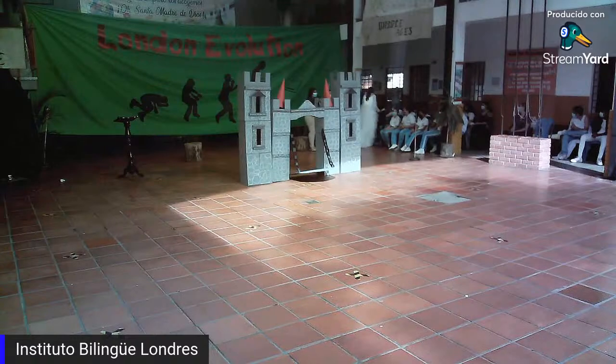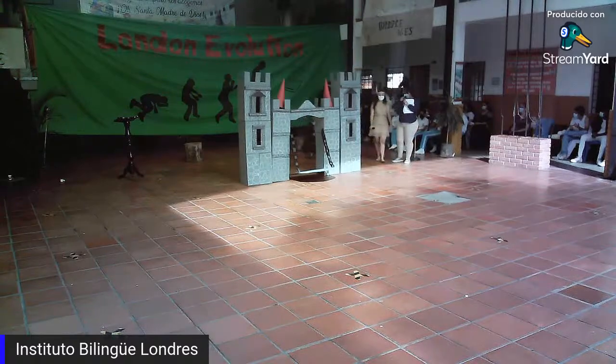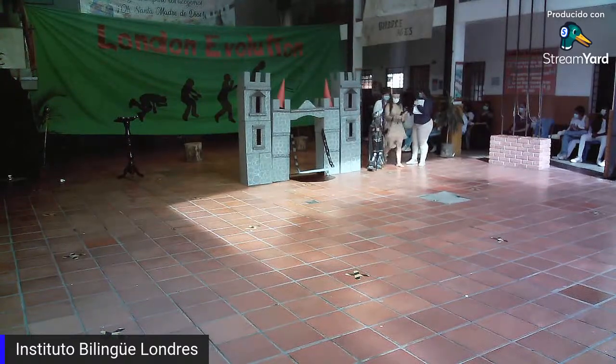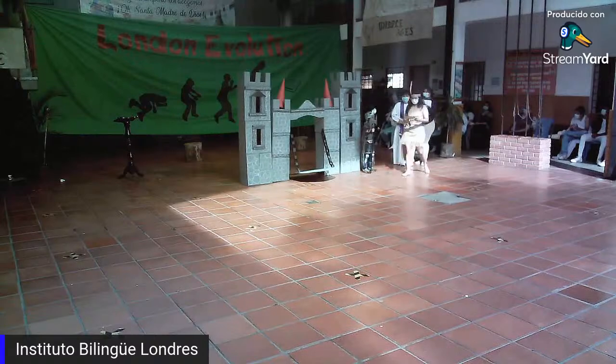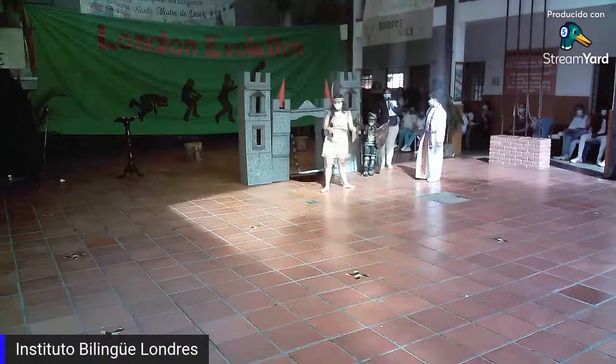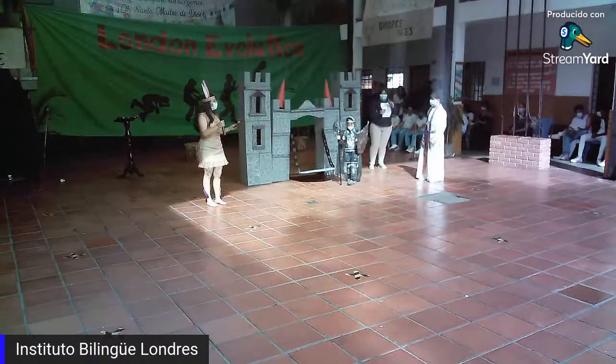Now a story about Joan of Arc, Juana de Arco, by Eloise from first grade, Jesus from seventh, and Valentina. Valentina is going to tell us the story about Joan of Arc. An applause for them.